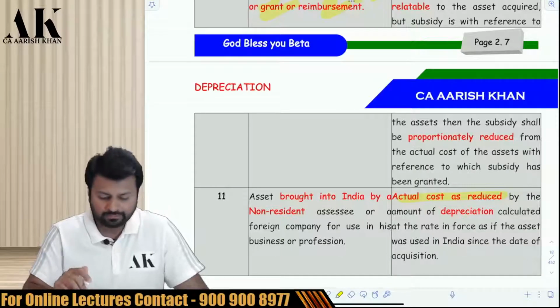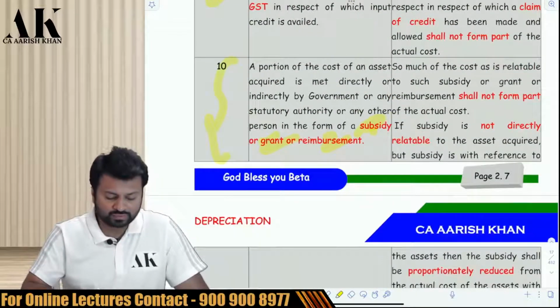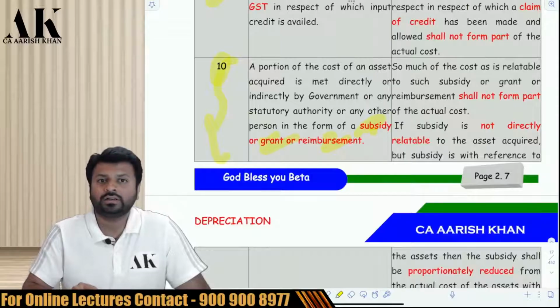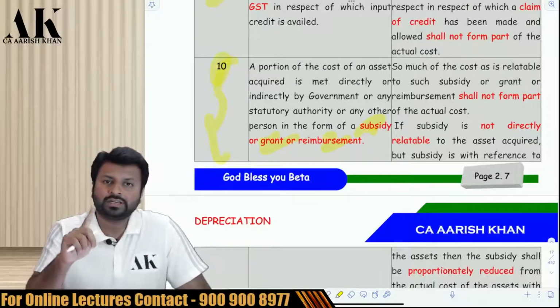The answer is no. Why? First of all, it cannot be reduced from the actual cost because in Explanation 10, waiver is not written. What is written in Explanation 10 is reimbursement.